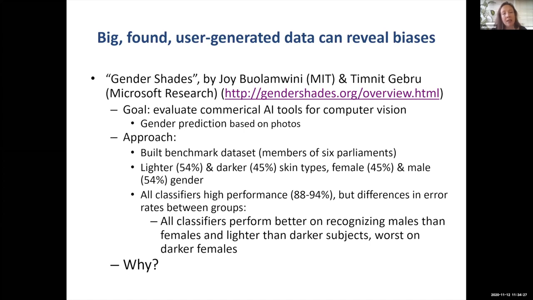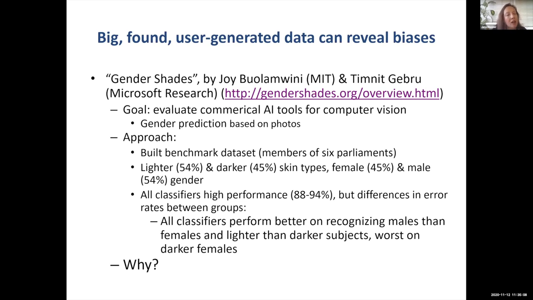And they realized that when they used the three commercial tools that they tested to see how well they predict gender in these photos, all classifiers did actually pretty well, 88 to 94%, but there are differences in error rates between groups. For example, all classifiers perform better in recognizing male faces than female faces and perform better in detecting lighter than darker subjects. And they by far perform worst on darker females.